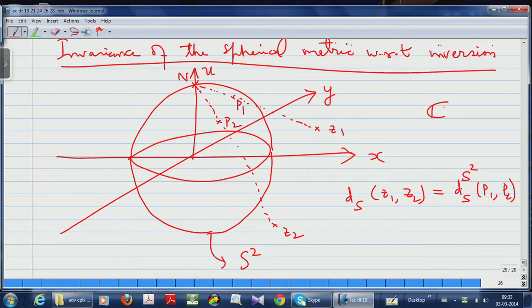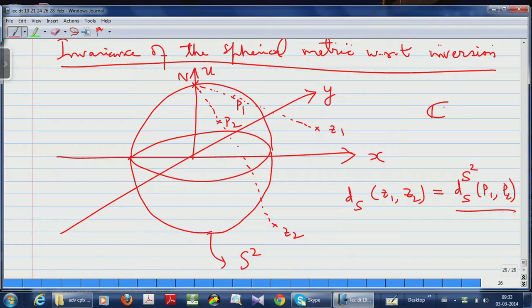And what is the thing I've written on the right? This d_S superscript S2 is actually the geodesic distance. It's the distance along the great circle passing through P1 and P2. If you have a sphere and you take two distinct points on it, there is only one big circle of largest radius that passes through those two points and lies on the sphere. That is called the great circle passing through those two points.